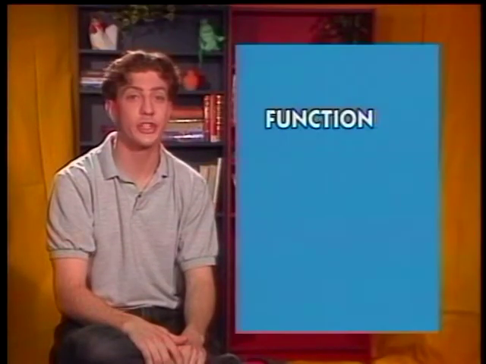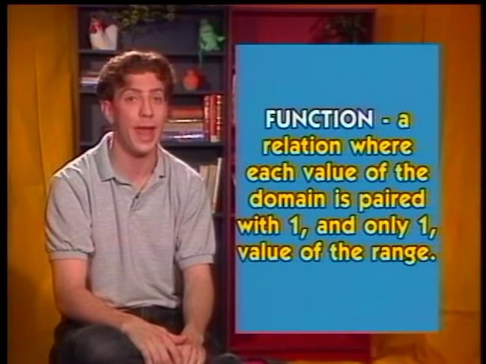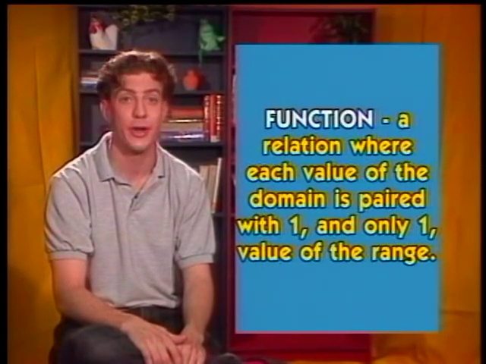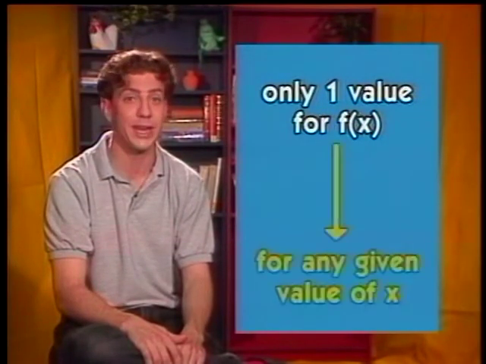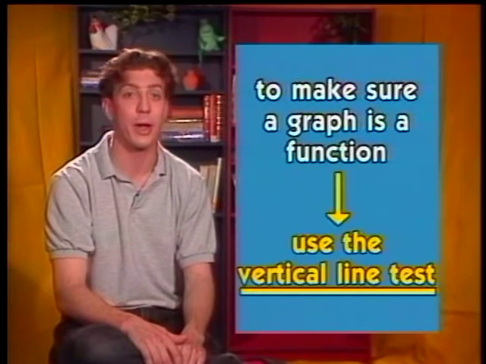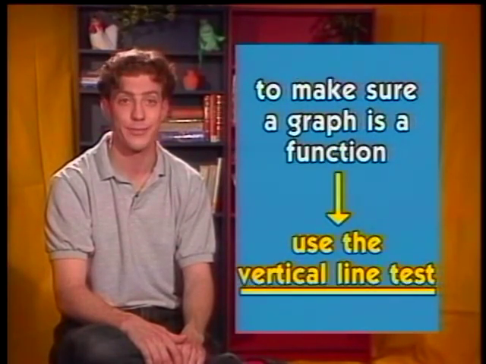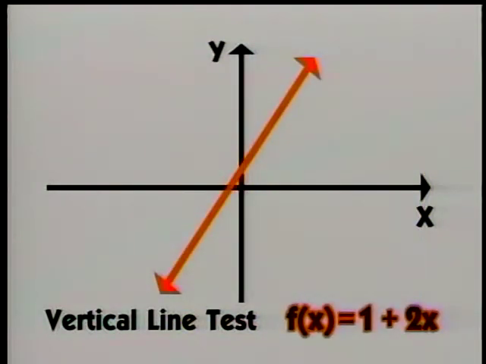We know that a function is defined as a relation where each value of the domain is paired with one and only one value of the range. So, there is only one value for f of x that is paired with any given value of x. We can make sure that a graph is a function by using the vertical line test. To start the vertical line test, you set a vertical line on the graph and move it along the horizontal axis, or x-axis. We'll use the function of Simon's whip inventory to demonstrate.